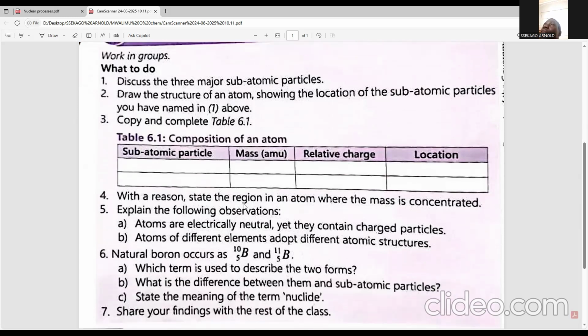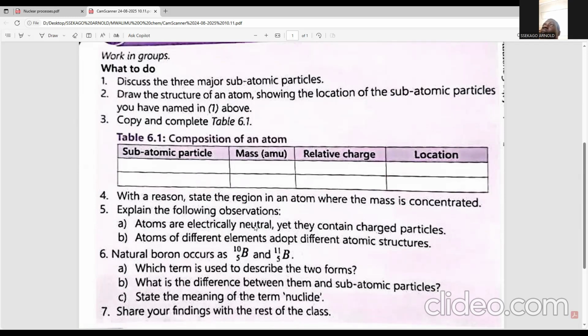Then, with the reason, state the region in an atom where the mass is concentrated. Here, you think: if you have an atom, where is the mass of that atom concentrated? Is it concentrated on electron shells? Is it concentrated in the nucleus? So you have to think in that direction. Then you explain the following observations.